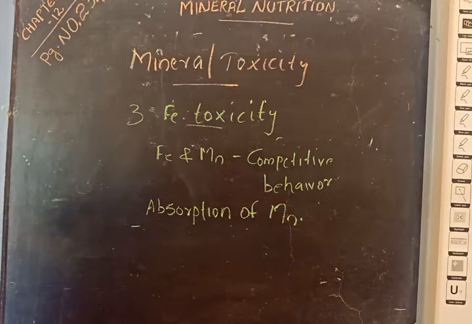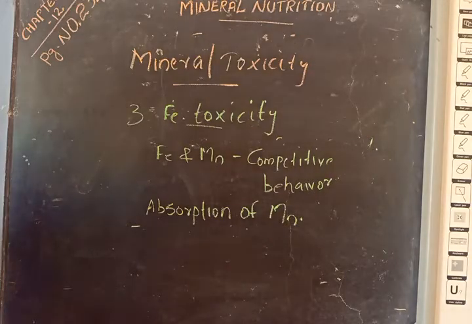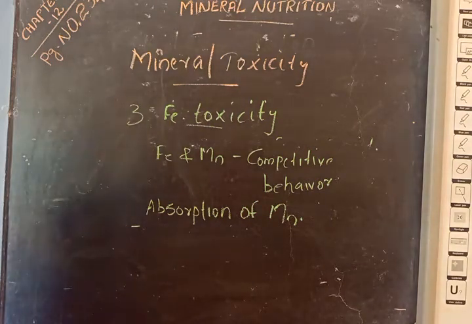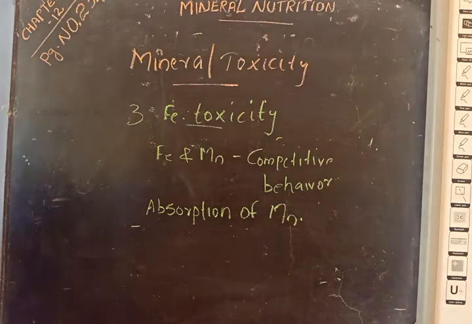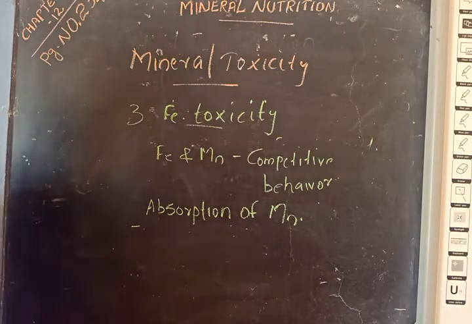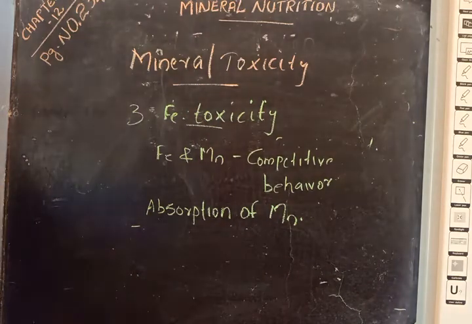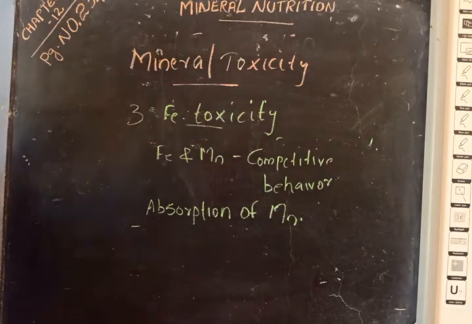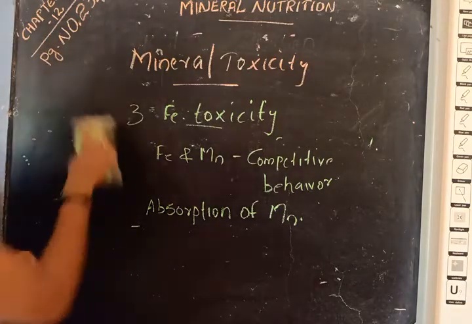The possible reason for iron toxicity is excess usage of chelated iron in addition with increased acidity of soil. So, the iron and manganese toxicity can be solved by using fertilizer with a balanced ratio of iron and manganese. So, these are about mineral toxicity. There are three types: manganese toxicity, aluminium toxicity, and iron manganese toxicity.